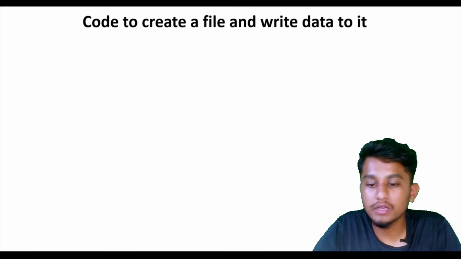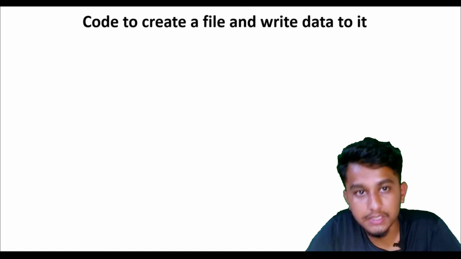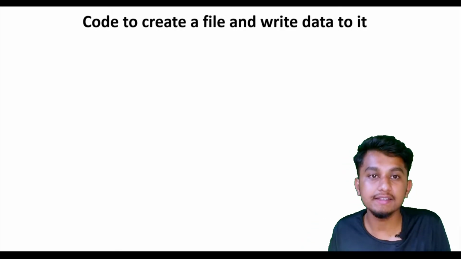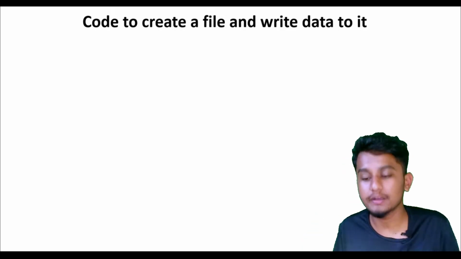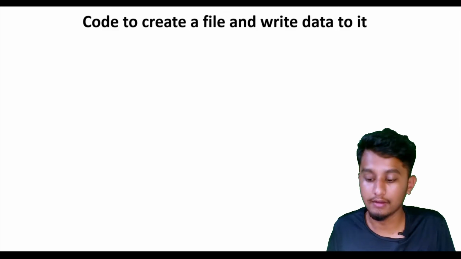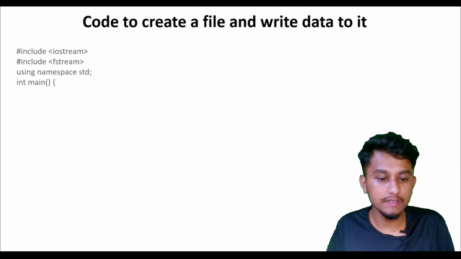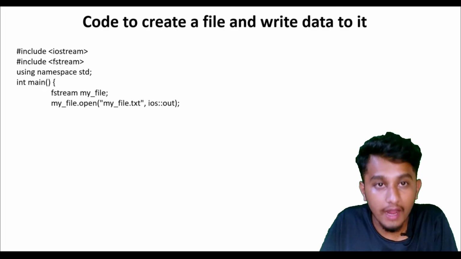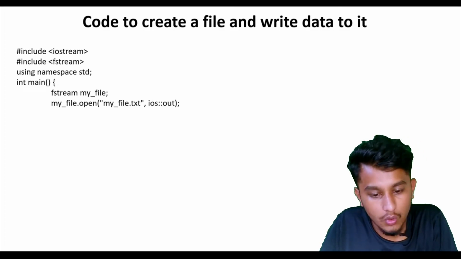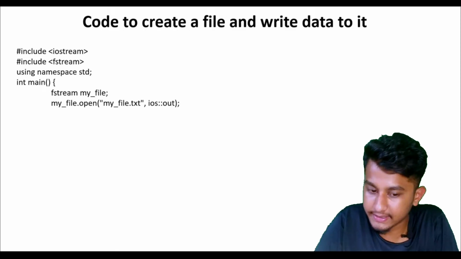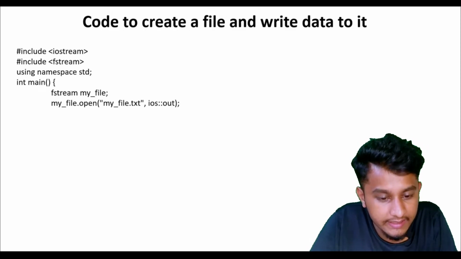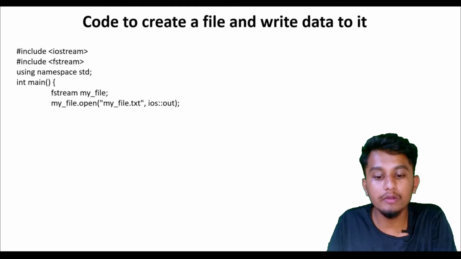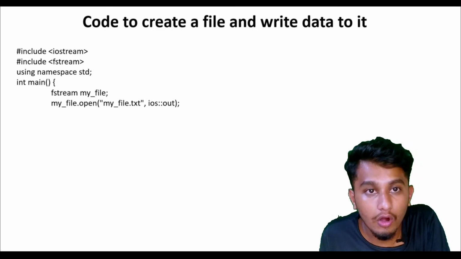So now the code to create a file and write data to it. Now how can we do both at the same time? We will create a file, and at the same time we will start writing something into that file. Now what we do is we initialize an fstream object, myfile, dot open, myfile.txt. Now here you see, in this object what we are trying to do is open myfile.txt with ios::out. This means creating a file.